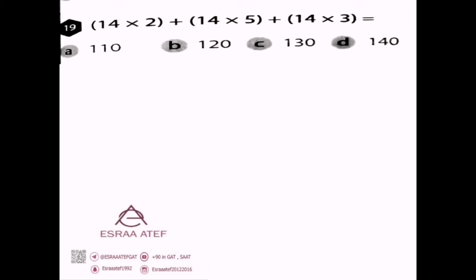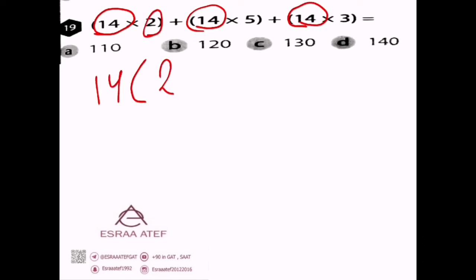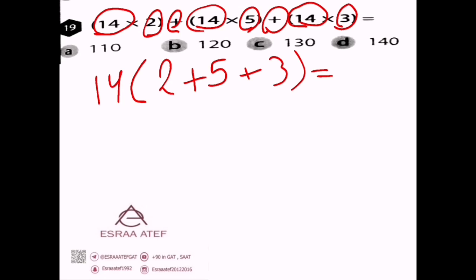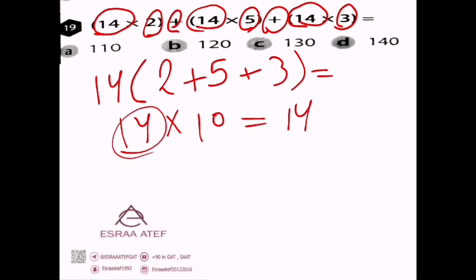Okay, here it's very easy. We have 14 in each one, okay? So we will take 14 as a common factor on the outside. Here we have 2 plus, because we have plus. Here we have 5 plus, and plus again, and here we have 3. So 2 plus 5 plus 3 will be 10. 10 times 14 will be the same number, 14, and we put 0 because we times it by 10.